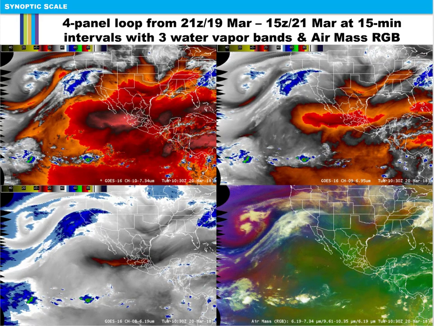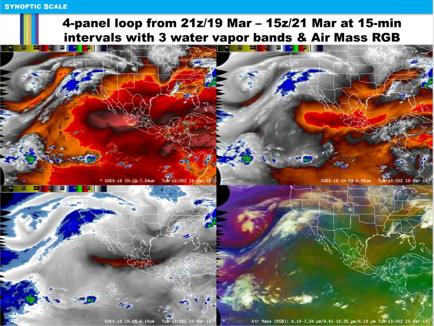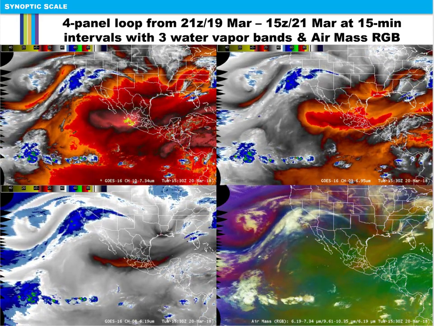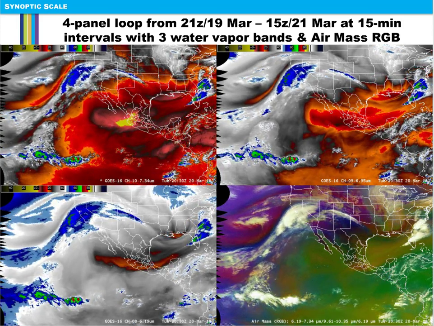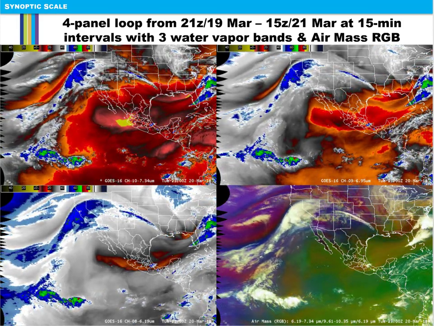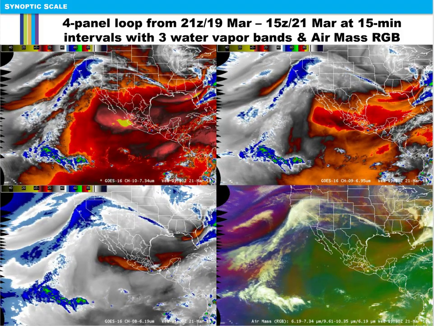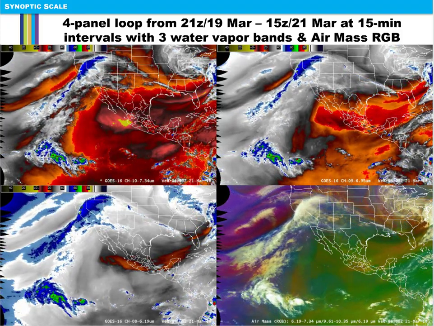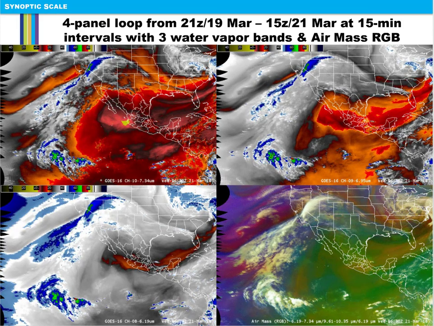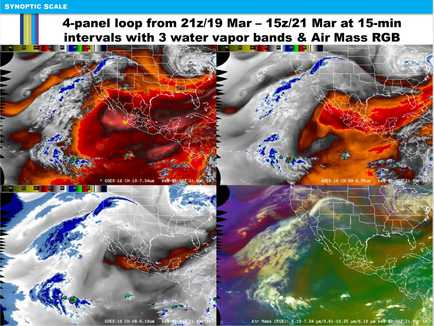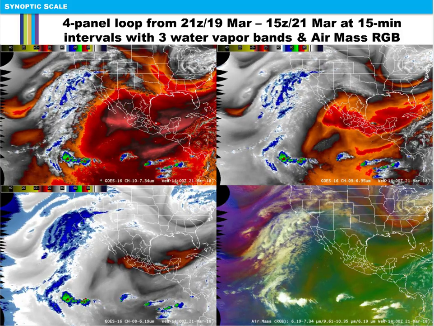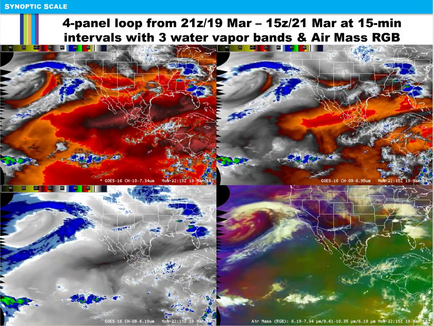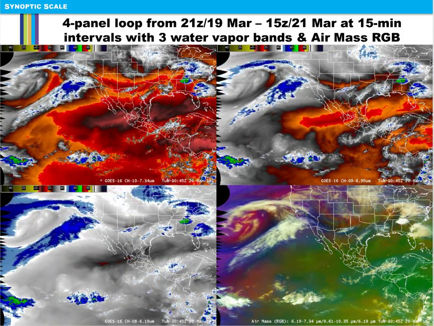For example, notice how the initial moisture surge into California at the beginning of the loop appears first in the higher level water vapor band, well before we see it in the lowest level 7.34 micron imagery. This tells us that the initial moisture coming on shore was at higher levels and not very thick, and indeed rain did not begin along the coast until 08Z on 20 March.